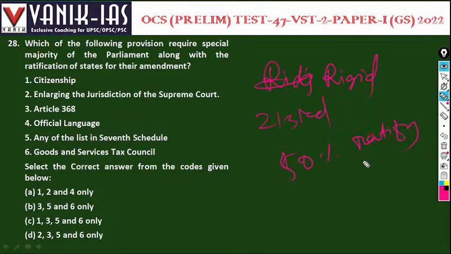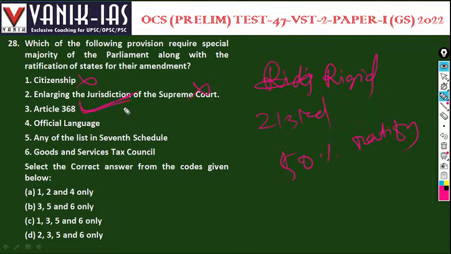So, in which cases? Citizenship, no, this is not required, because the citizenship amendment happened but it didn't require any type of state ratification. Enlarging the judicial Supreme Court, yes, this is right, because the Supreme Court is a rigid provision. States have concerns with this. Article 368. The judicial High Court is not so; in the case of the High Court, if it is changed, then it will be a rigid provision. So 2 is wrong.